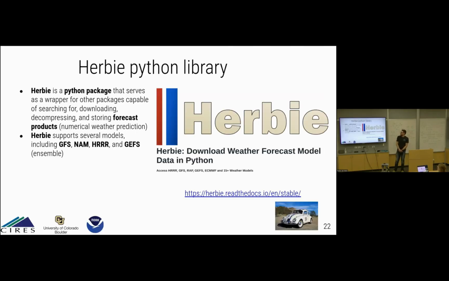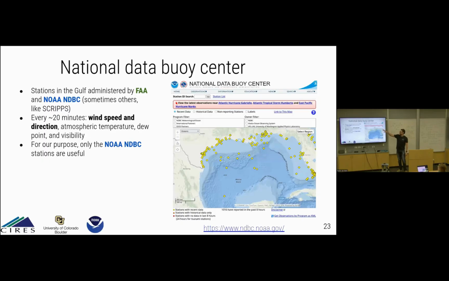So I found this Herbie Python library. It is a Python wrapper for other packages that can search for, download, decompress, and store forecast products. Herbie supports several models, including the Global Forecast System, North American Mesoscale model, High-Resolution Rapid Refresh model, and the Global Ensemble Forecast System. And we can compare those to in situ observations from the National Data Buoy Center.